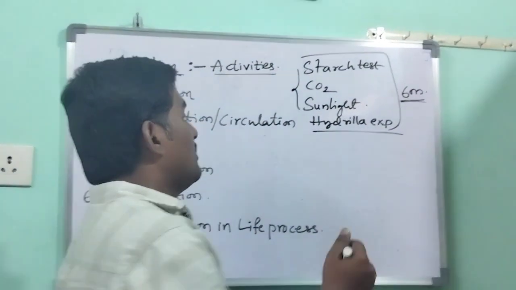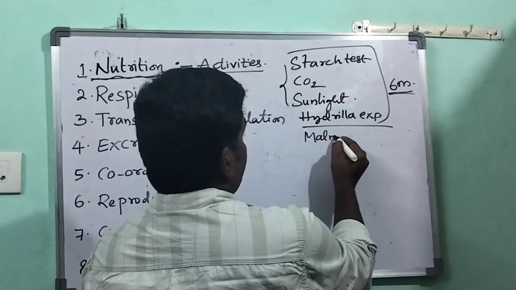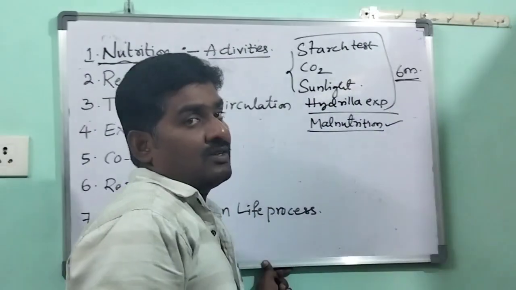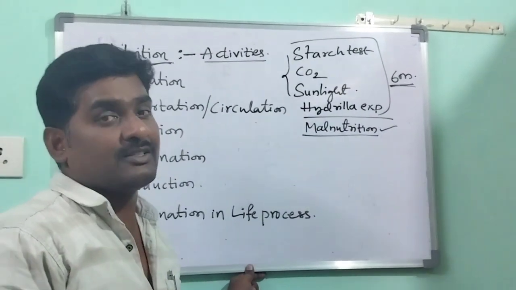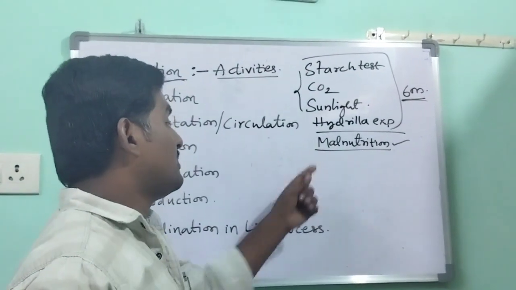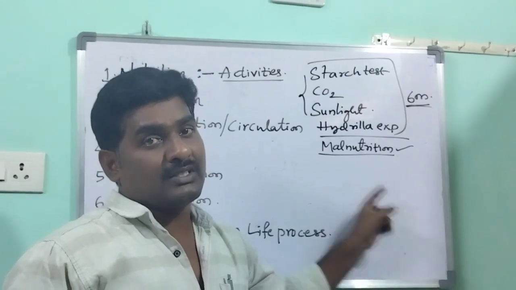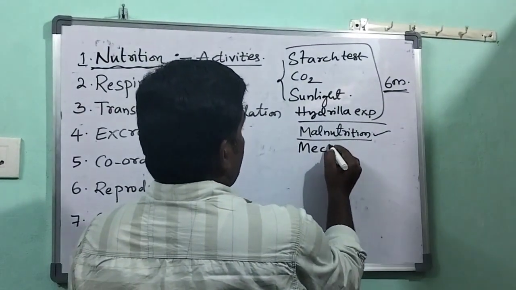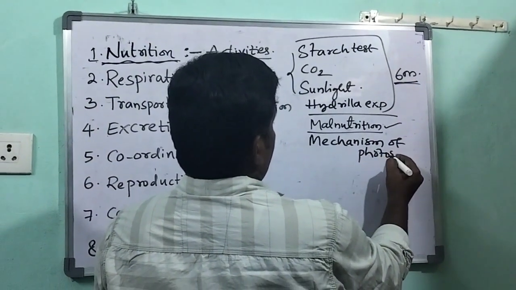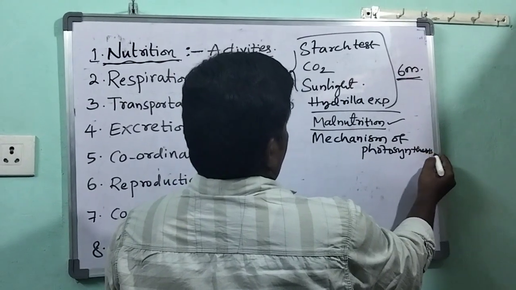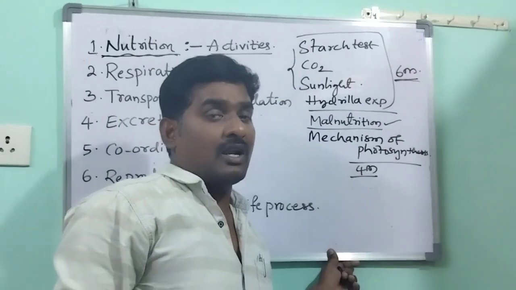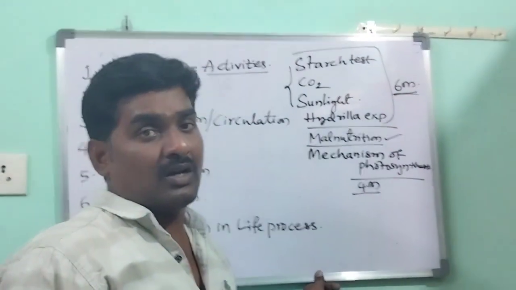And also, if you see, what is malnutrition, and malnutrition deficiency diseases, nutritional deficiency diseases: marasmus, kwashiorkor. Okay? Overeating, obesity, we can write. So these are important. Next, mechanism of photosynthesis. Next, 4 marks questions: tables, the vitamins table, the enzymes table, and also heterotrophic nutrition in Cuscuta.